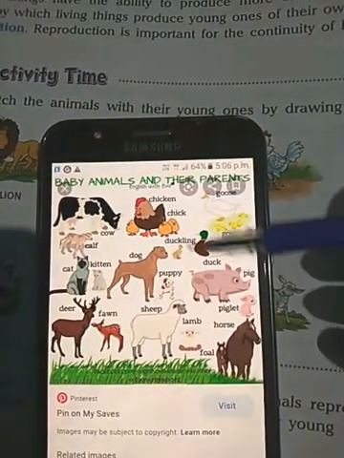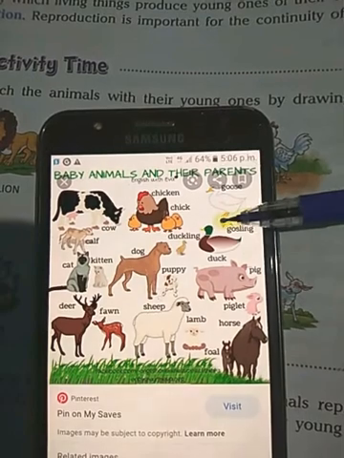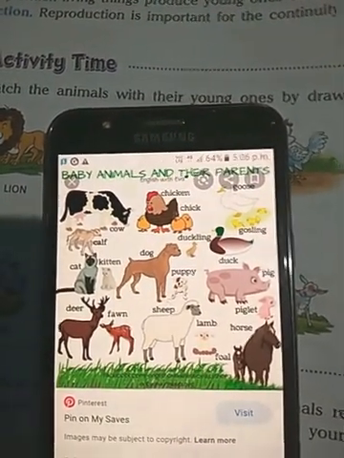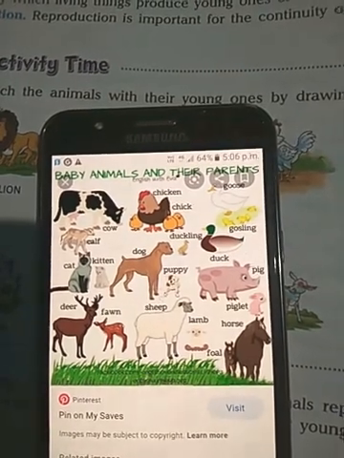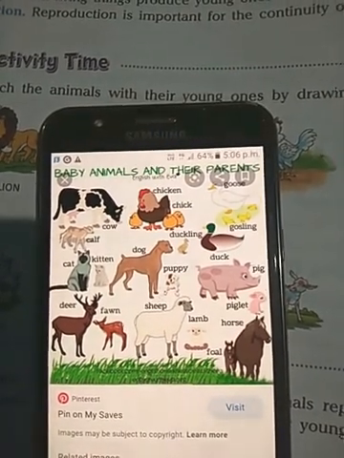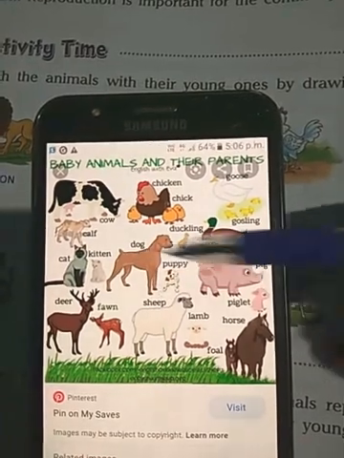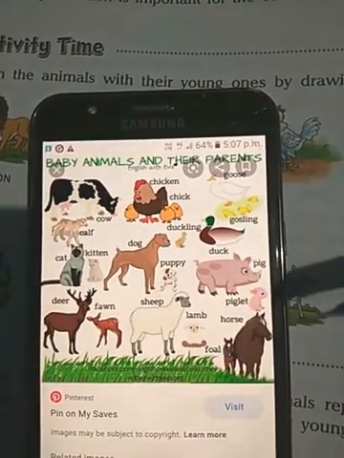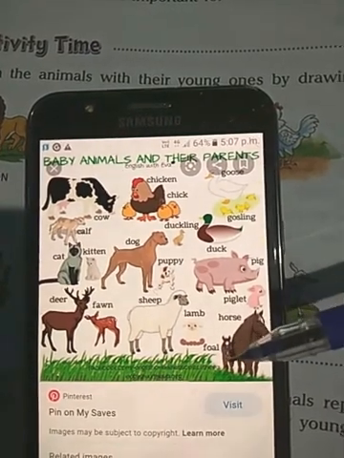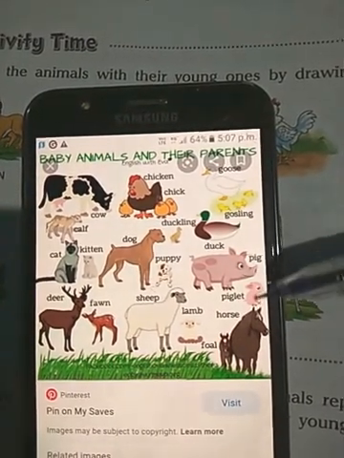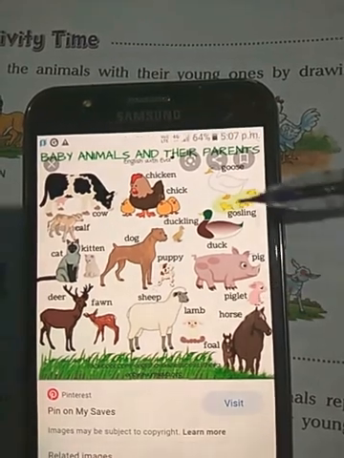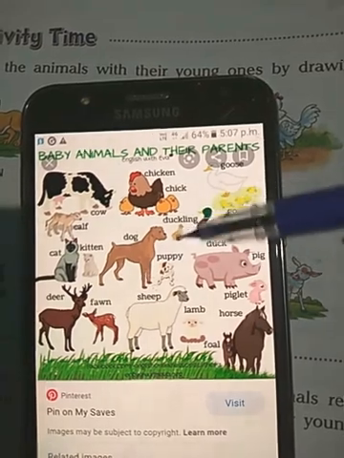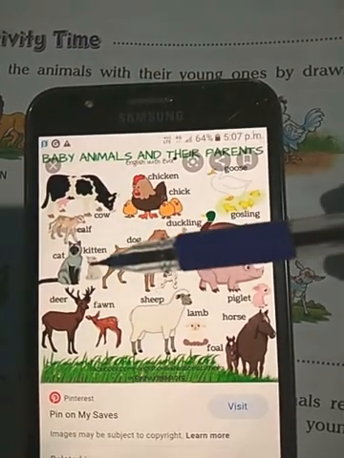Children, please see the picture I'm showing here. Can you see the baby of the cow? This is calf. That is the baby of the chicken, chick. The baby of the dog is puppy. The baby of the horse is foal. The baby of the pig is piglet. Also, as you can see, the baby of the duck is duckling. The baby of the cat is kitten.